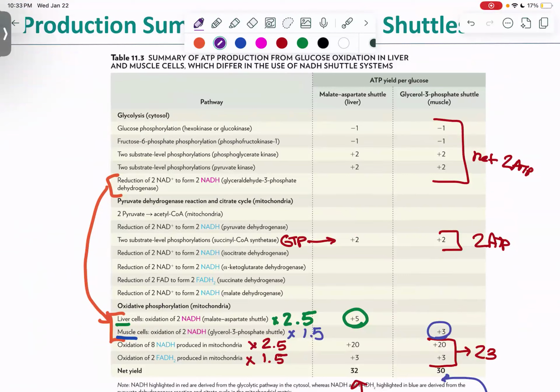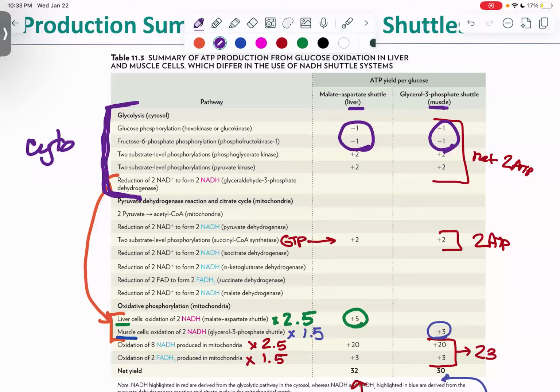But so if you first look at just this step here, this is glycolysis. This is in the cytosol. And in glycolysis, what do we generate? Well, regardless of whether we're in the liver or in the muscle, doesn't matter, we're going to consume 2 ATP and produce 4 ATP. So we're going to get a net of 2 ATP from glycolysis. But what else do we get?